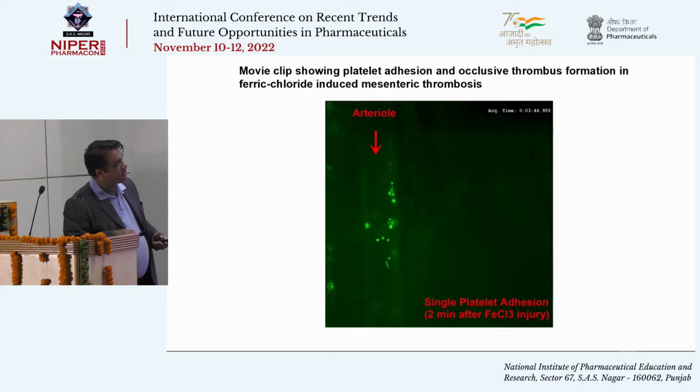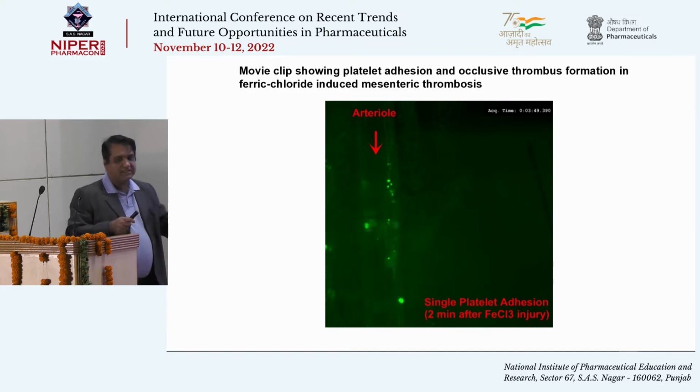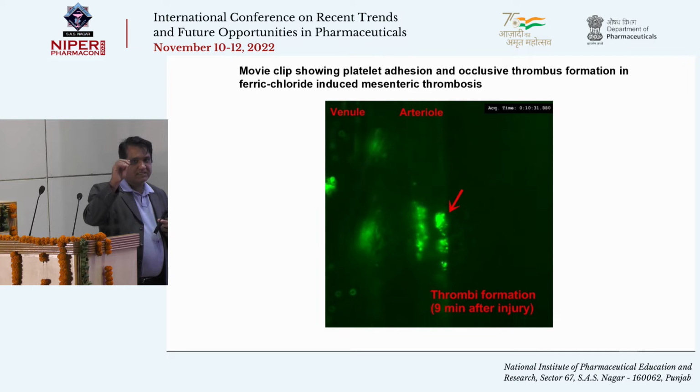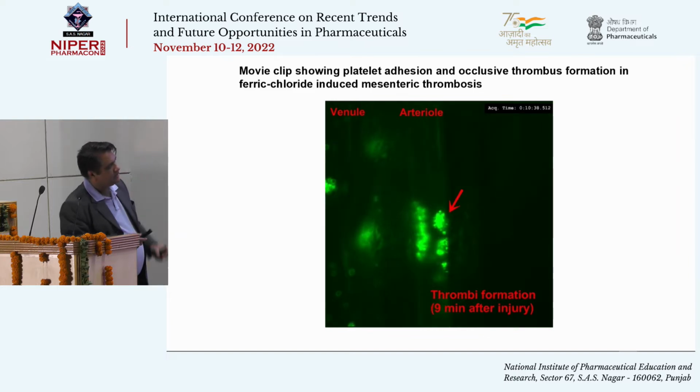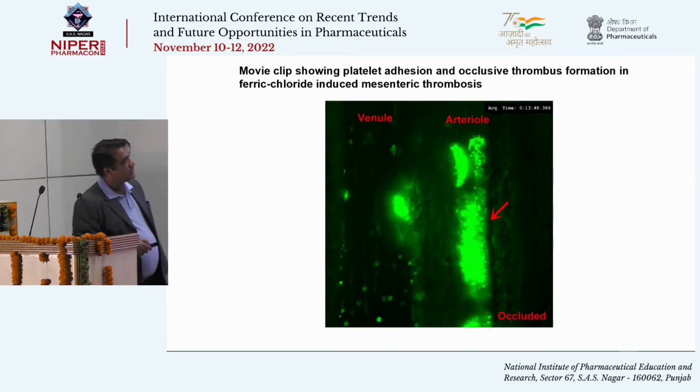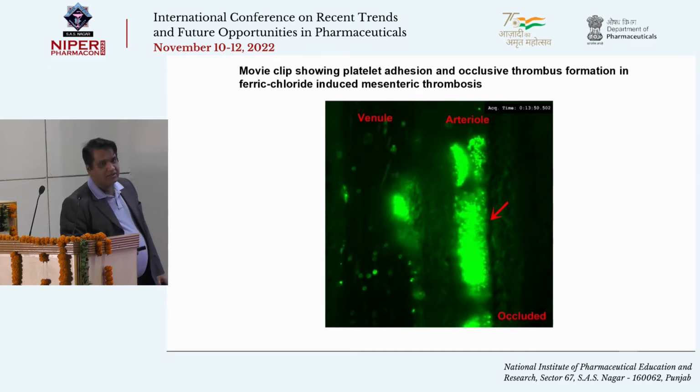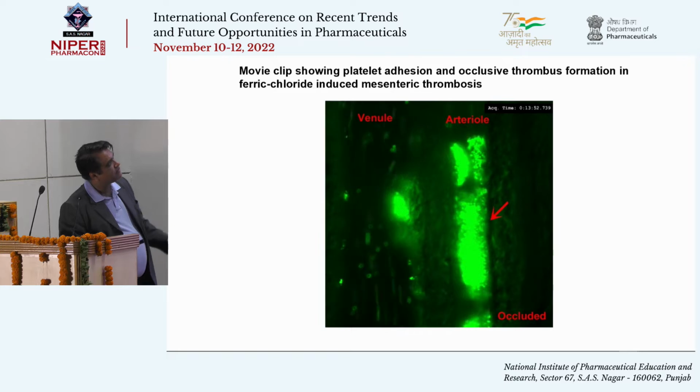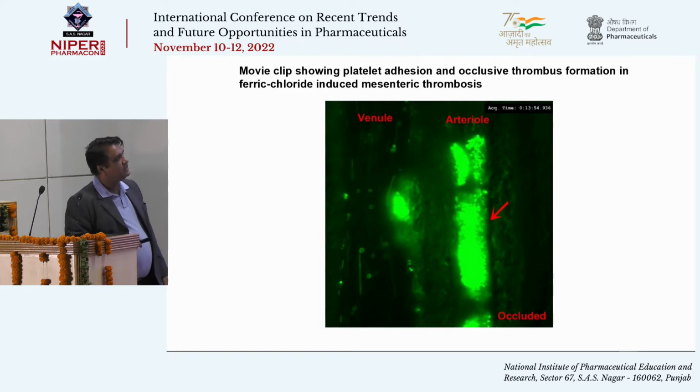And these are single platelet adhesions, 2 minutes after ferric chloride injury. What this does is the ferric chloride injures the endothelium and exposes the subendothelium, then collagen is exposed, and the platelets start binding to the collagen receptors. This is 9 minutes after injury. If there is a drug or a molecule playing a role, you can see inhibition here. You can see nice thrombus formation on the injured vessel, and this vessel is occluded. This is after around 15 minutes.